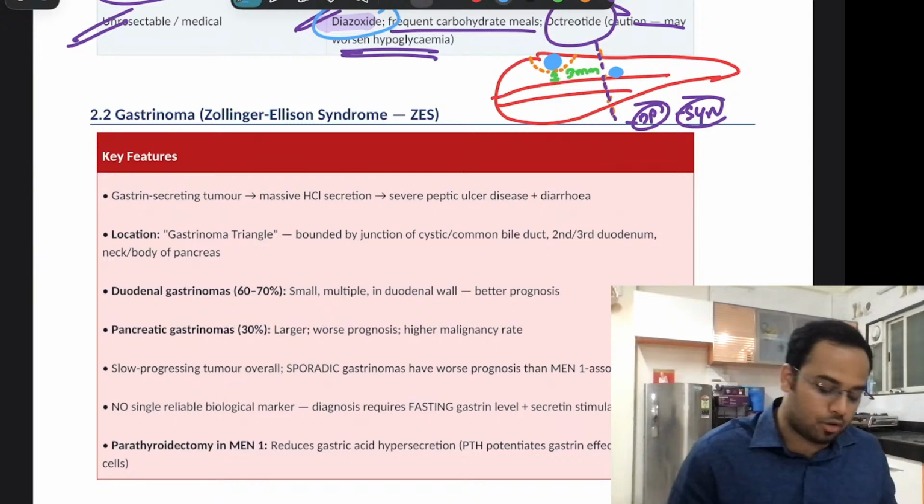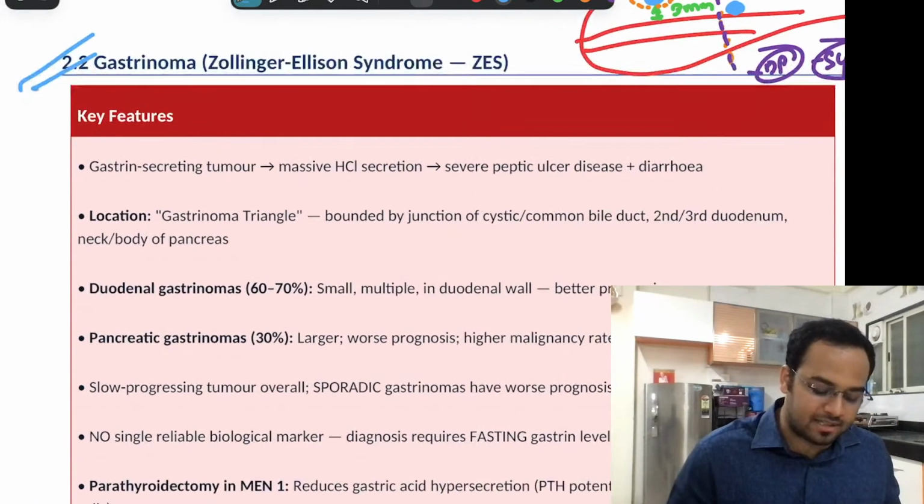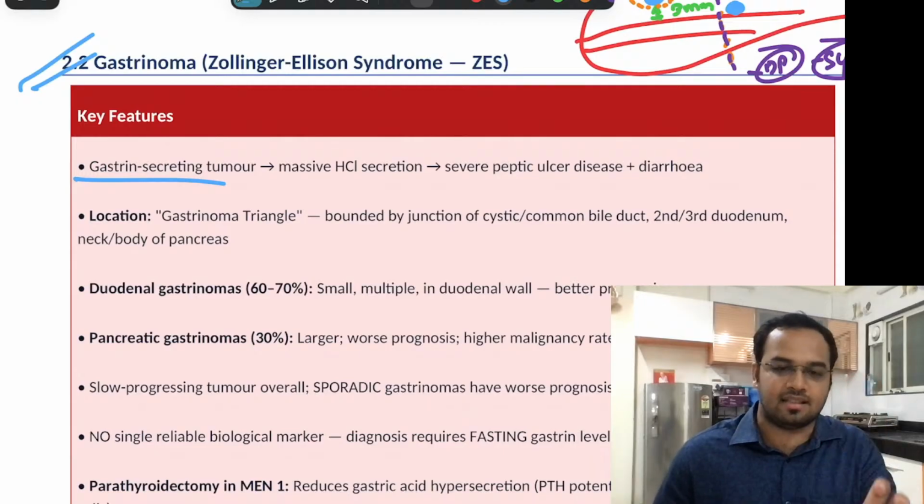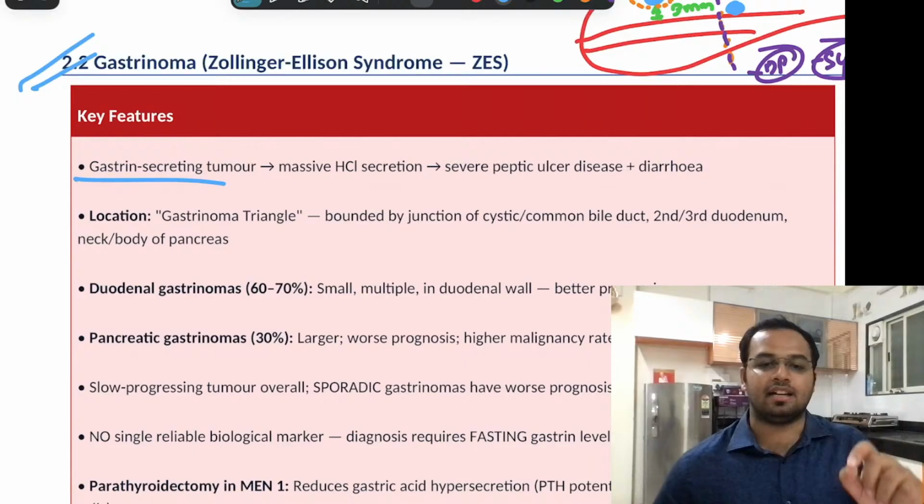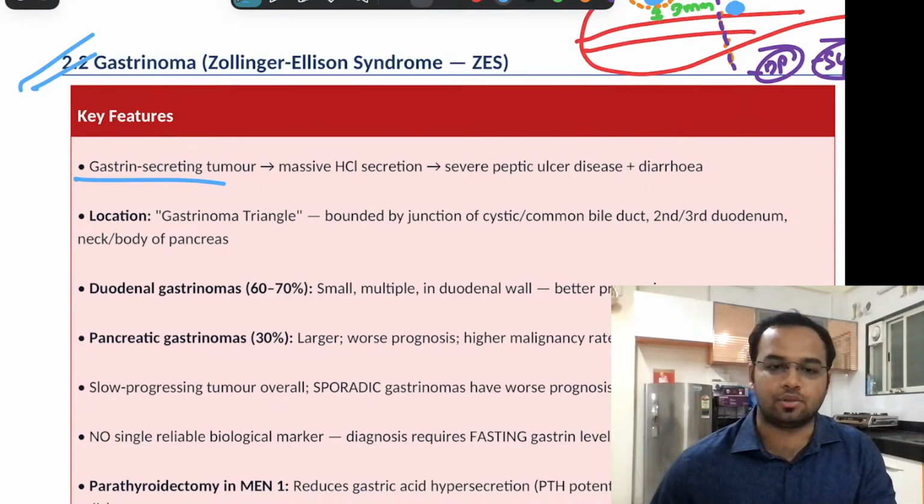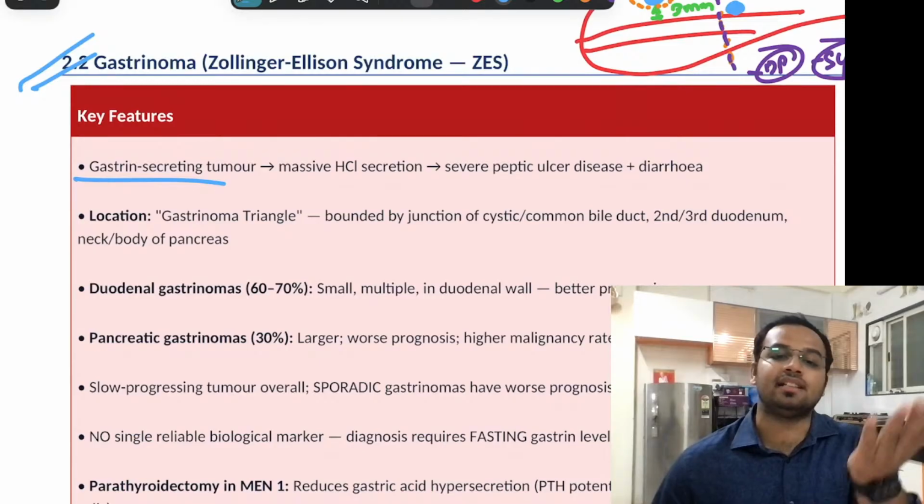So now we are going to talk about what is called a gastrinoma. A gastrinoma is a gastrin secreting tumor. What is gastrin? We know that the stomach has cells called parietal cells which are going to secrete the acid. To stimulate that, there are going to be H receptors, the H plus receptors, and the gastrin receptor. So gastrin is going to increase the acid secretion.